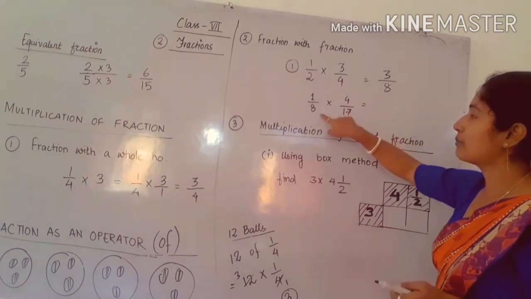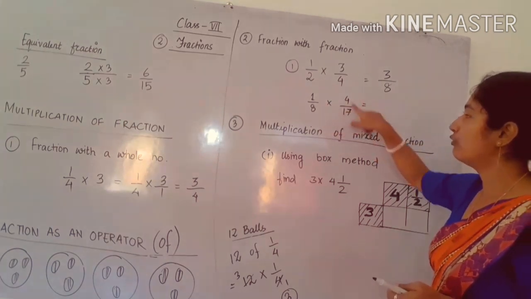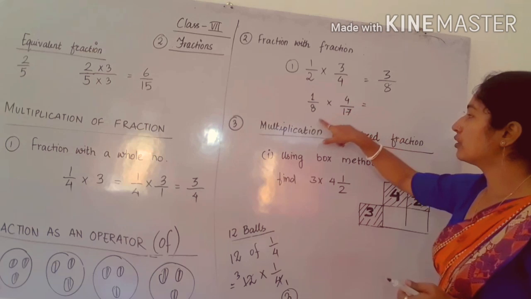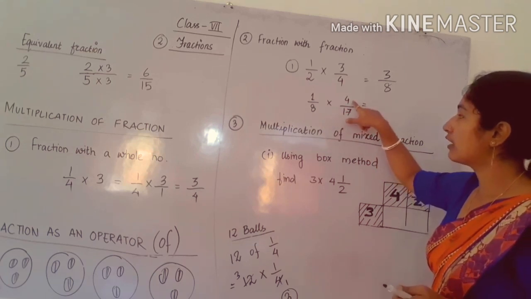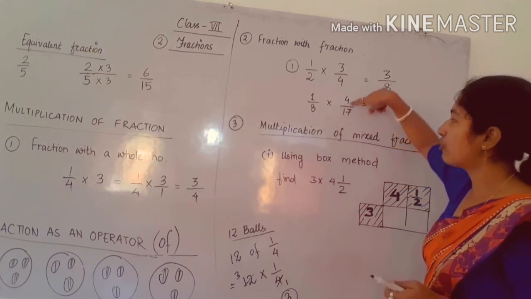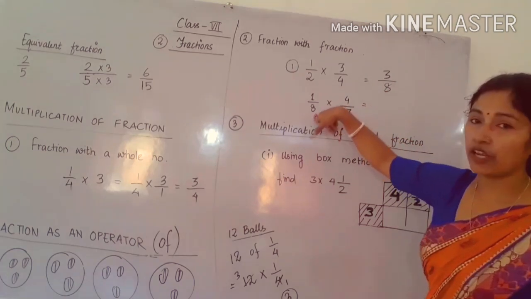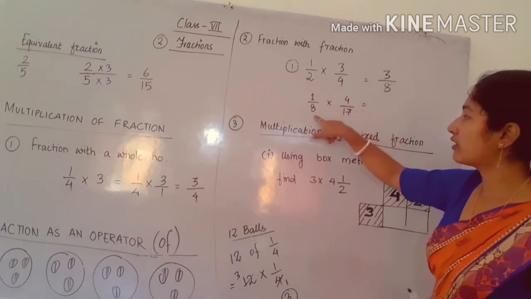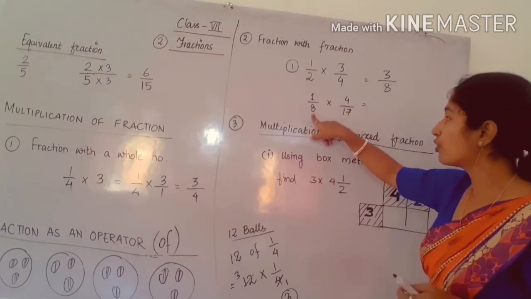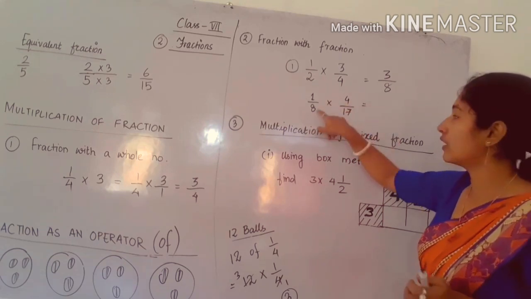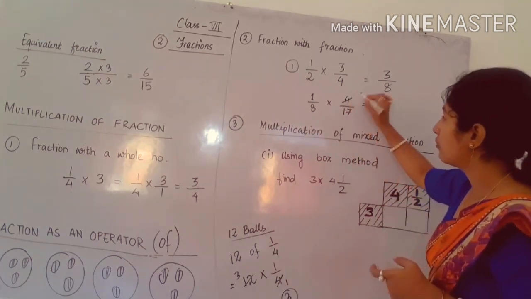For the second example, I have taken 1 by 8 into 4 by 17. Here you can easily see that in the numerator we have 4 and in the denominator we have 8. There is a common factor of 4 and 8, that is 4. So you can cancel it here only. Cancel it using 4.